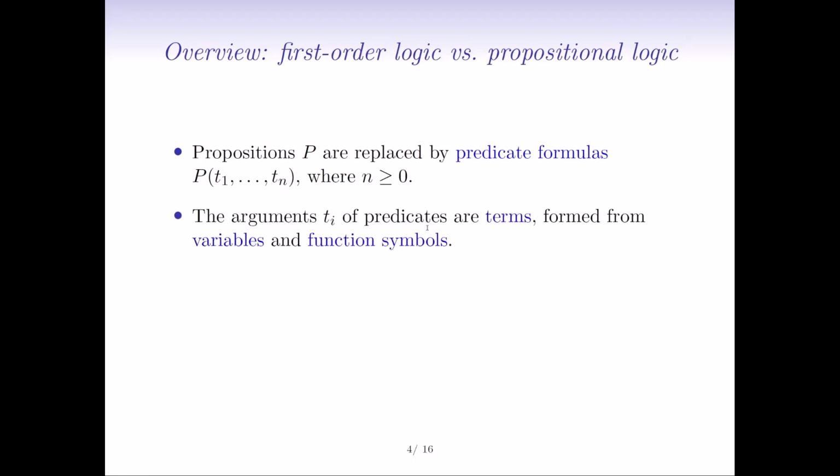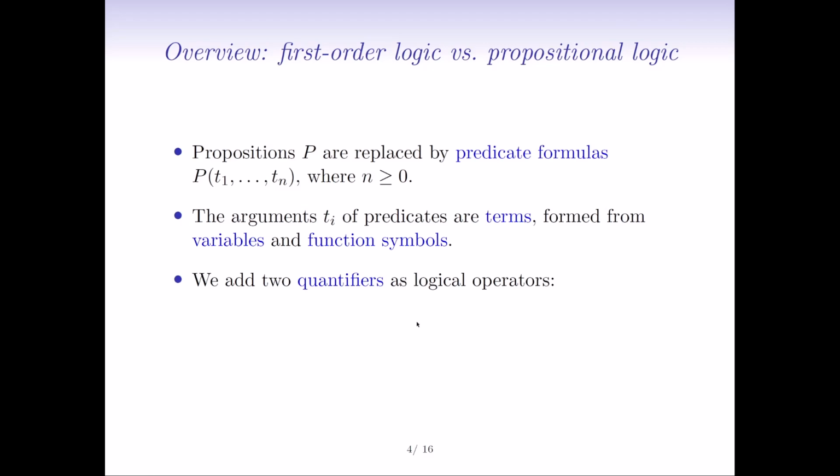The T's are called terms, and you build up terms a bit like you would in standard mathematics from variables and function symbols. So we're going to have variables x, y, and z, and so on, and these can all be arguments of predicates, but also we can have things like f of x or g of x or f of x and y, or x plus y, and all that kind of thing. So we're going to be able to build up terms, and these terms are the arguments of predicates. And that's the first main change to the syntax.